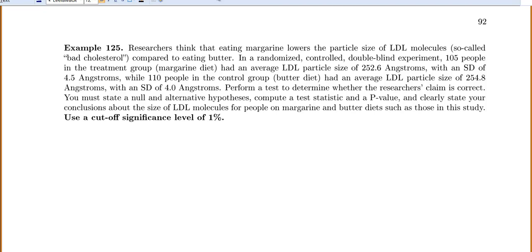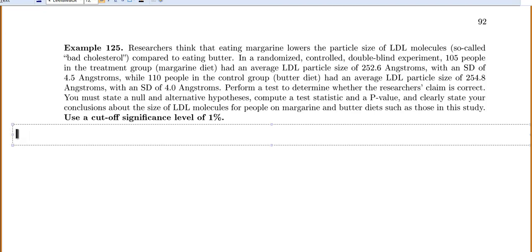And this is the kicker, I don't think we've done this yet in this class. I want you to use the cutoff significance level of 1%. So for this one, we don't want it to just be 5% for our cutoff level. We want to be really sure, and so we're going to do a significance level of 1%, just kind of for practice so you can see what happens if we change that significance level.